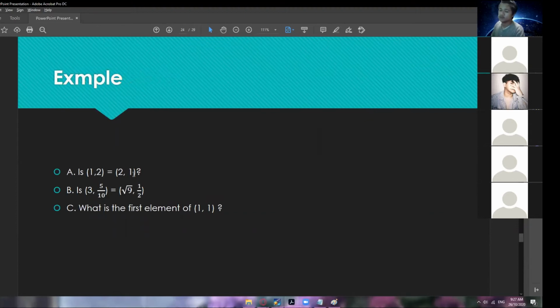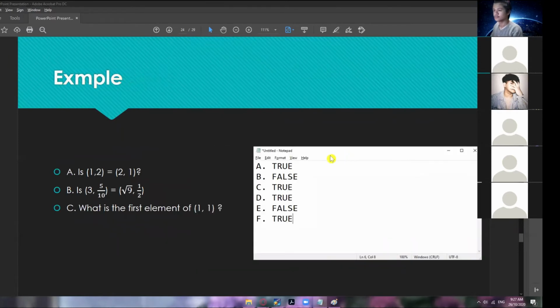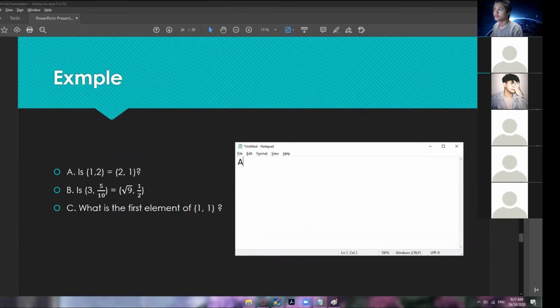Is (1, 2) equal to (2, 1)? False, sir. So letter A is false since, again, the term position is important. The first term should be equal to the first term. Here, 1 is not equal to 2, and 2 is not equal to 1. So it is not the same as a set, where you can reverse or use any sequence. How about letter B?